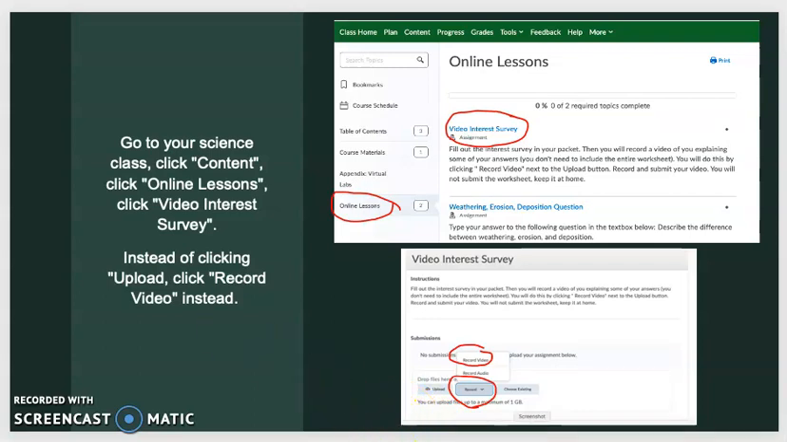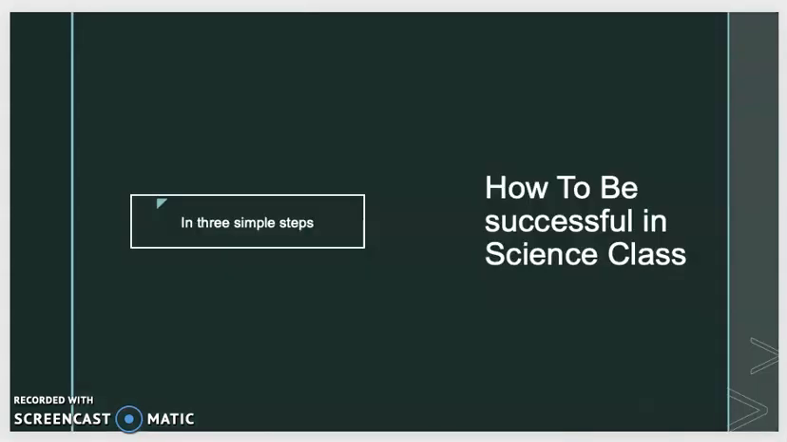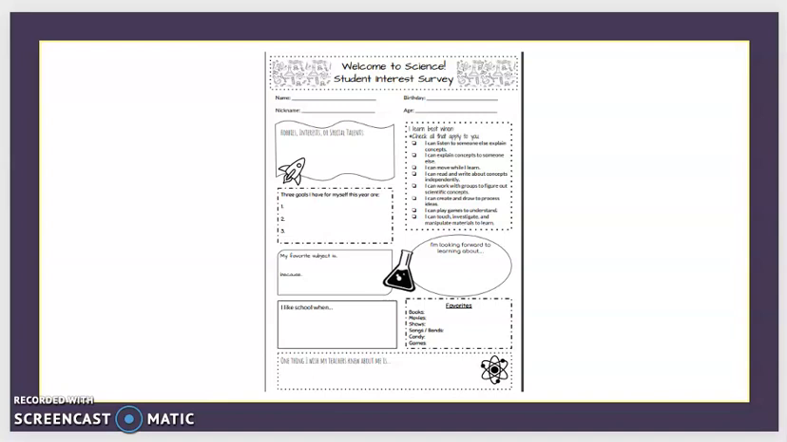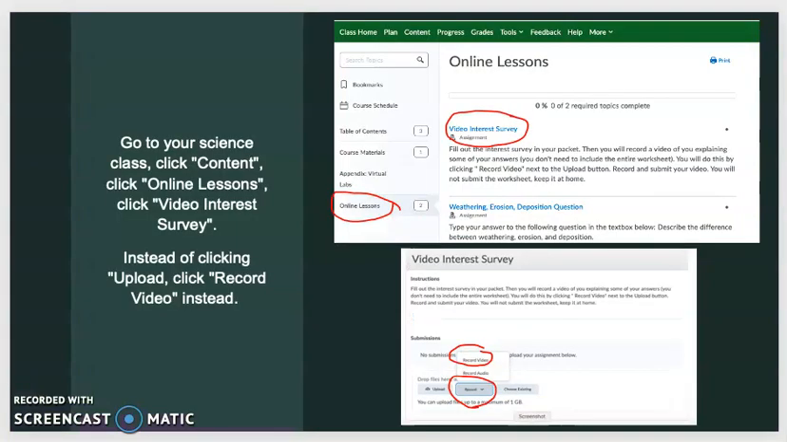Again, just to reiterate, today we went over the 3 steps of how to be successful in class. And then we talked about the worksheet that you're going to be completing with colored pens or pencils. Then you're going to create a video, and when you create that video, there's already an internal video system in K-12. You will click on Content in your Earth Science class, click Online Lessons, Video Interest Survey, and record a video. The videos can be up to 30 minutes, but I'm guessing yours will be 1 or 2 minutes long, and it will be graded.